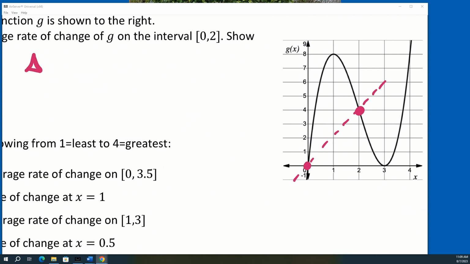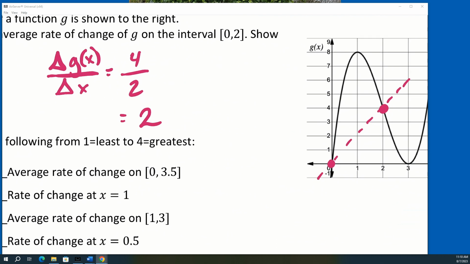All right, so instead of using the formula, I'm just going to do the change in g of x over the change in x. So if I go from where x is 0 to where x is 2, how much did I rise? 4. And then how much did I run? 2. So as long as you're going in a positive direction, you're going to do positive versions of that number. So that average rate of change is just 2. So if you have the graph, you can just count to find the slope.